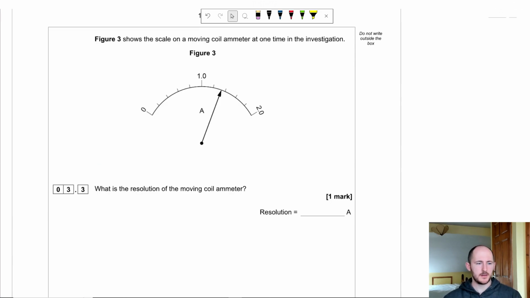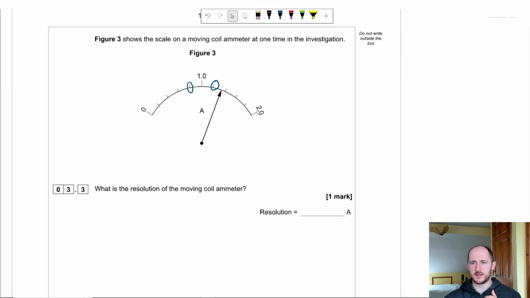Again, in my opinion. Figure 3 shows the scale on a moving coil ammeter at one time in the investigation. What is the resolution? The resolution of anything is the smallest value that you can accurately measure. So what do I mean by that? That's fancy talk. Basically, it's what are each of these worth? That's all it means. So if you get a ruler out, if you wanted the resolution of your ruler, what do the smallest increments represent? What does it go up in? In that case, it might be 0.1 centimeters or 0.5 centimeters or whatever. Depending on if you have a 30 centimeter ruler, a 60 centimeter or a meter ruler, that changes. So all they're asking us is, what did these little increments go up in?